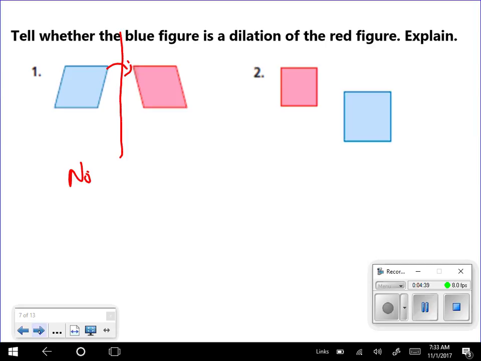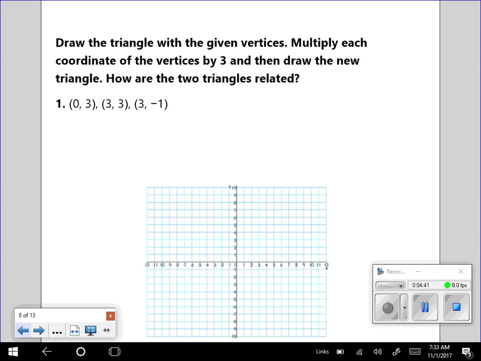Alright, moving on, we're going to try to graph some on our own here. It says, draw the triangle with the given vertices, multiply each coordinate of the vertices by 3. So our scale factor is 3 here. Our original points are at (0, 3), (3, 3), and (3, -1).